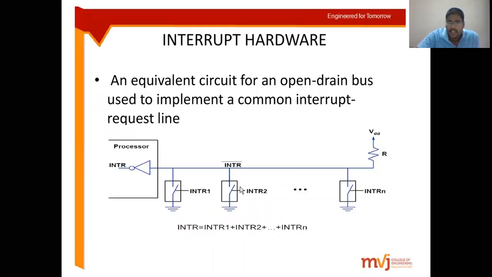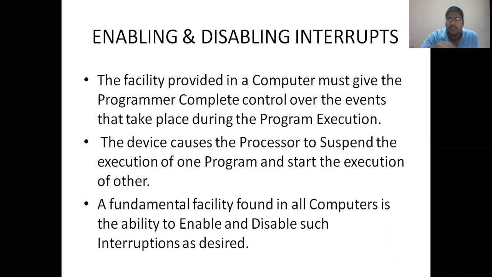Whenever this particular device wants some interrupt, it wants some access of the CPU, it will close this particular switch. Then the processor will come to know that there is a requirement, that I need to access this particular request of this particular device, and it will access that particular request. So that is the main concept of this one. That's what they have told.